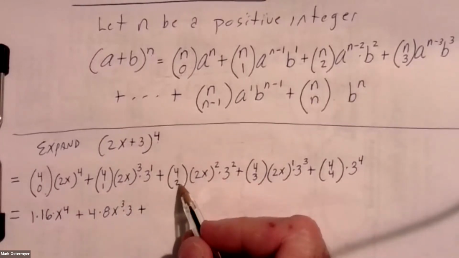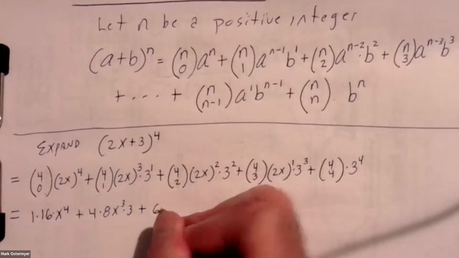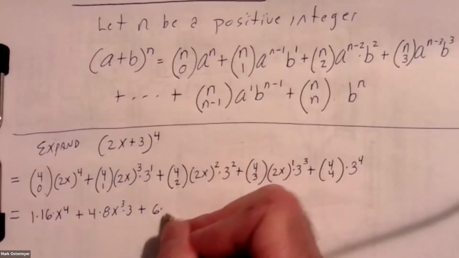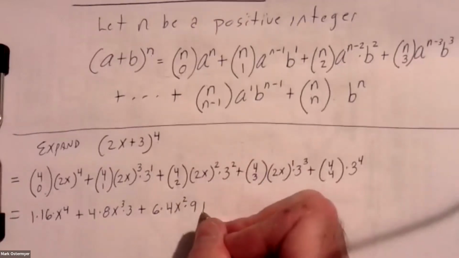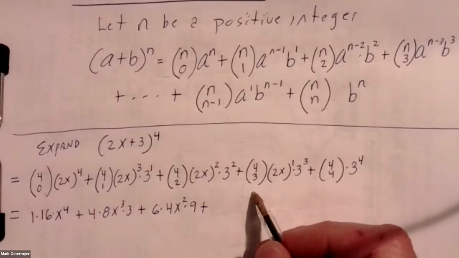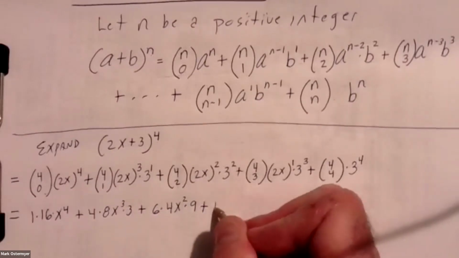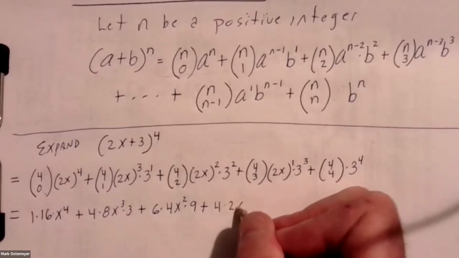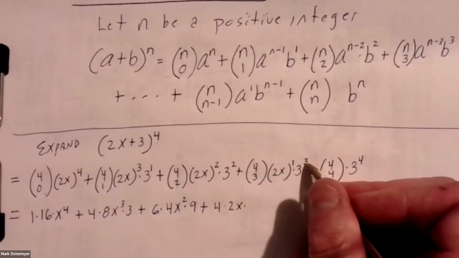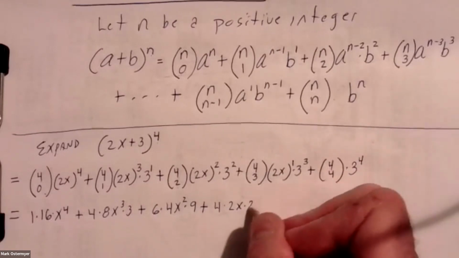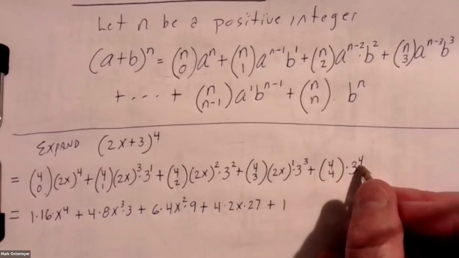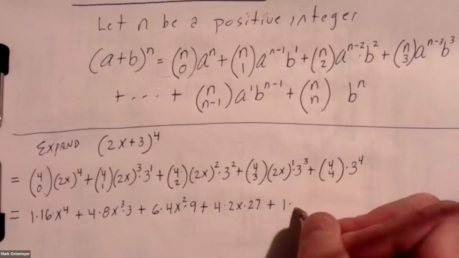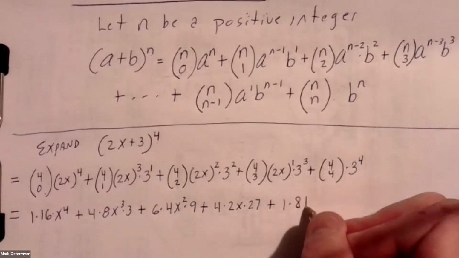Plus 4 in combination with 2 is going to generate 6. 2x squared, 2 squared is 4. X squared times 3 squared is 9. Plus 4 in combination with 3 is going to give us 4 times just 2x. And then 3 cubed is 3 times 3 times 3, which is 27. Plus 4 in combination with 4 is 1. And 3 to the 4th power is 3 times 3, which is 9, times 3 is 27, times 3 is 81. This will be just times 81 at the end.